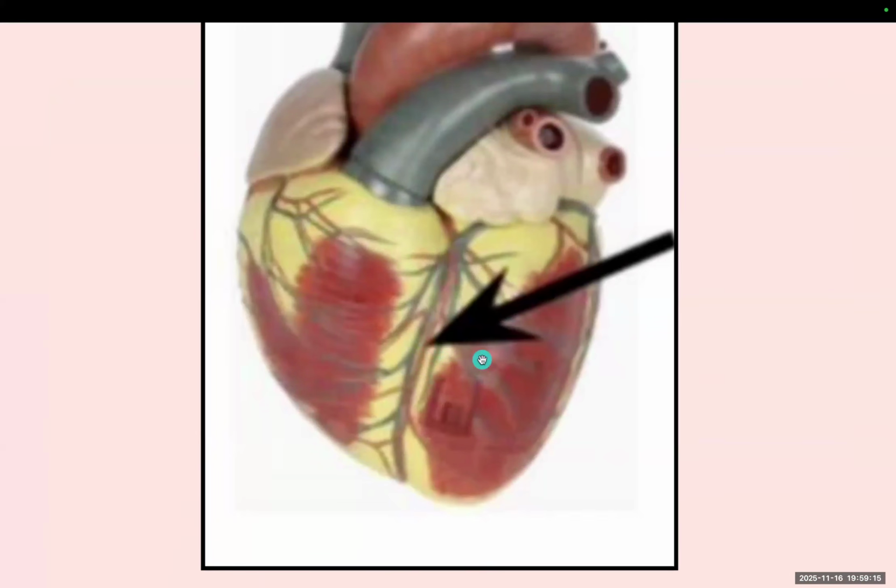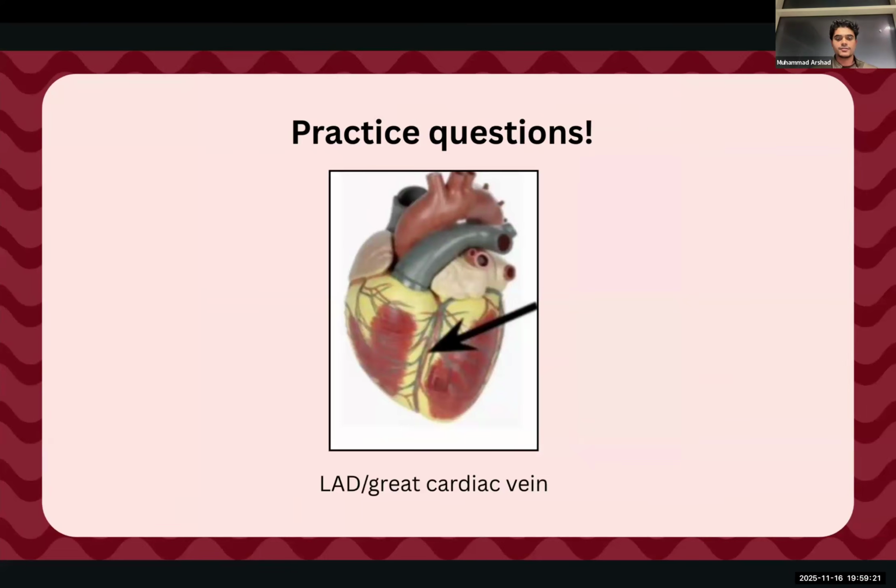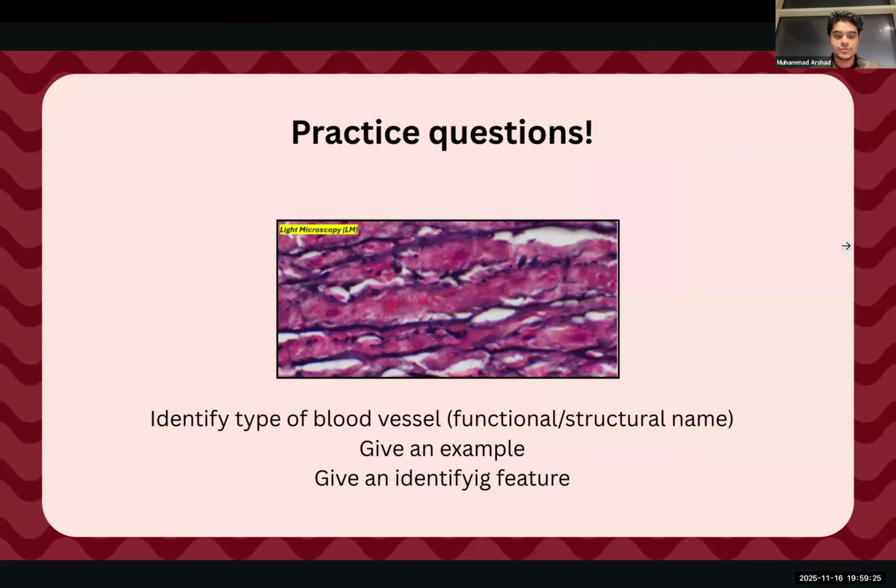This is the great cardiac vein, and it runs with the LAD, left anterior descending vein. Good job. Okay, can somebody else please unmute and identify the type of blood vessel, give me both the functional and structural name, give me an example, and then give me an identifying feature of how you were able to tell what type of blood vessel this is.